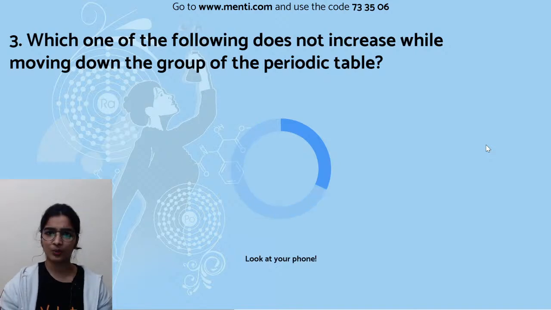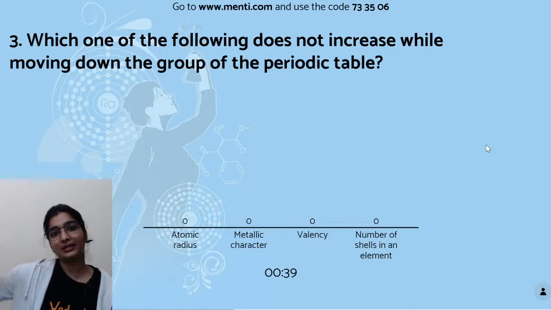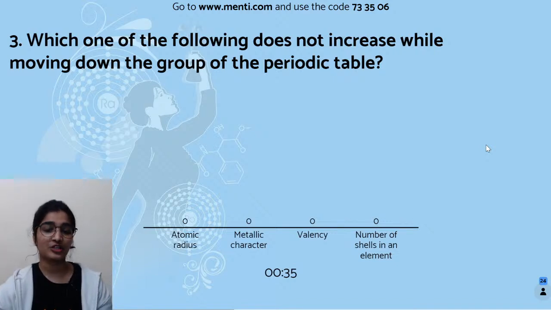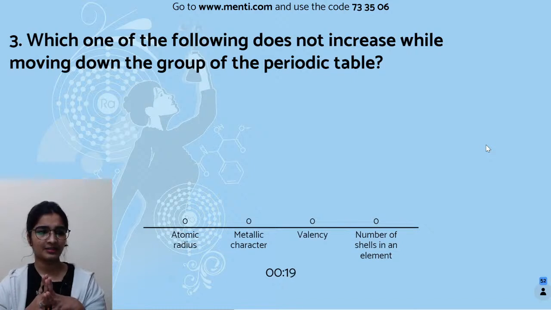Which one of the following does not increase while moving down the group? Easy peasy question. Atomic radius, metallic character, valency, number of shells in an element. Which one of the following does not increase while moving down the group? Come on, you still have 20 seconds. Easy, I know, right? Very easy.